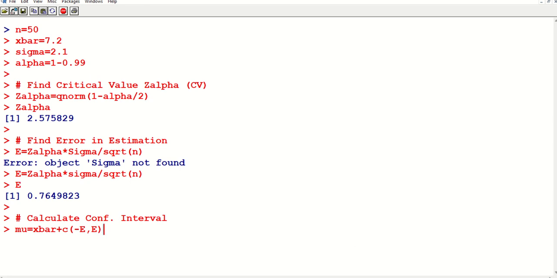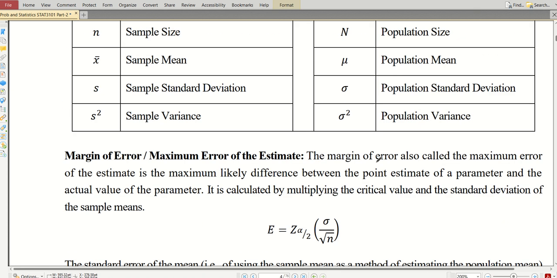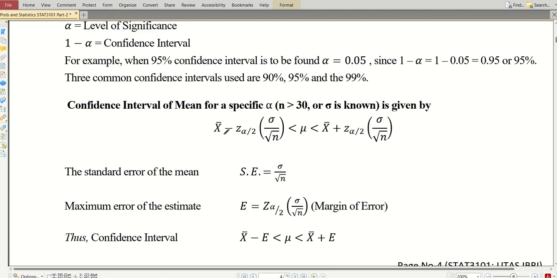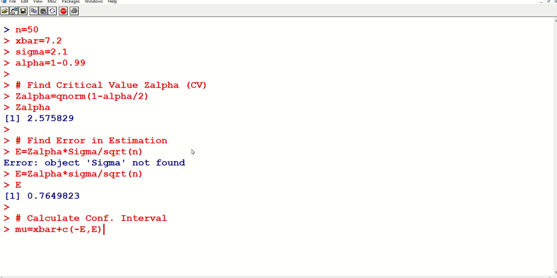If you remember the formula, this is x bar minus e and x bar plus e. Whatever the margin of error is, this margin of error is 0.6749, the maximum error. Clear? So this should be minus e, plus e. Now if you calculate, this is the confidence interval, starting from 6.43 and ending at 7.96.